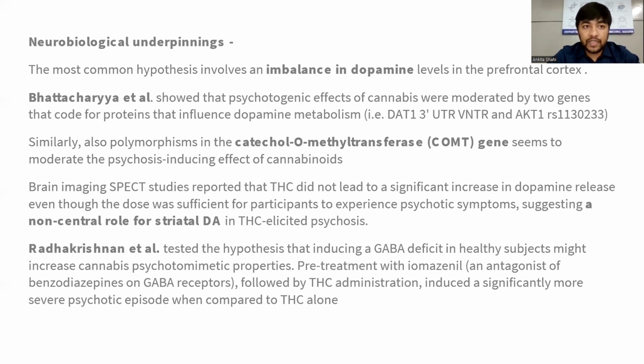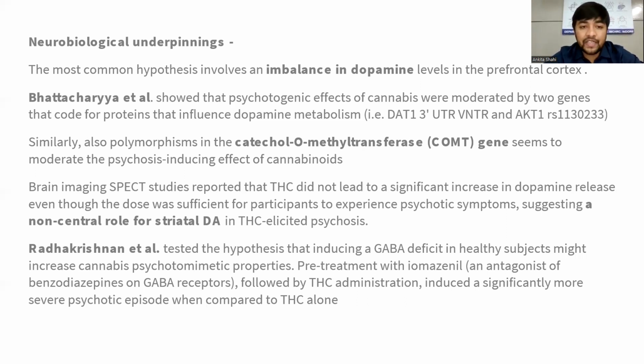Now, coming to the neurobiological underpinnings here. The most common hypothesis involves an imbalance in dopamine in the prefrontal cortex. Usually, when psychosis is concerned, some problem needs to happen with dopamine. That is more often than not the case. So, Bhattacharyya et al. showed that psychotogenic effects of cannabis were moderated by two genes that influence dopamine metabolism. Similarly, polymorphisms in the COMT gene seem to moderate the psychosis-inducing effects of cannabinoids. Brain imaging SPECT studies showed that THC did not lead to a significant increase in dopamine release, even though the dose was sufficient for participants to experience psychotic symptoms, suggesting a non-central role for striatal DA in THC-elicited psychosis.